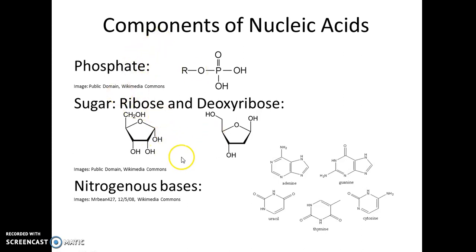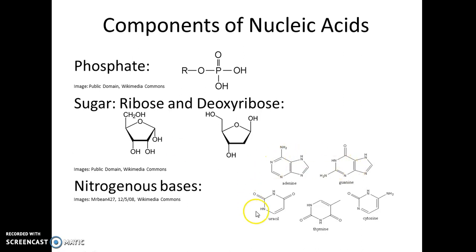Everything is the same except for this right here. See that oxygen here? There's a hydrogen here. All hydrogens are assumed unless otherwise stated. So this is missing an oxygen here. This has an extra oxygen down there. And that is the difference between RNA and DNA, or a nucleotide and a deoxynucleotide.